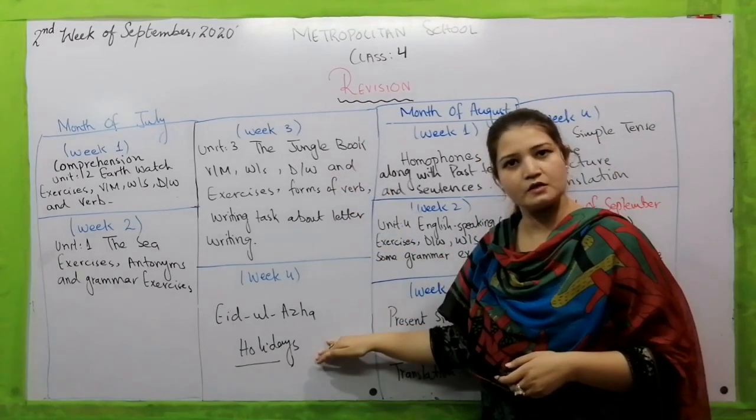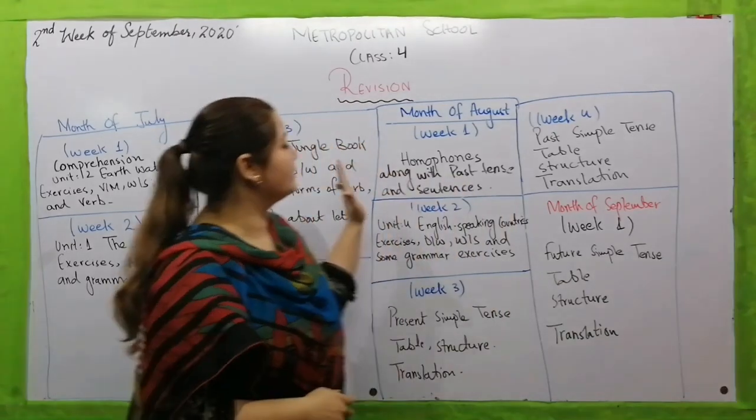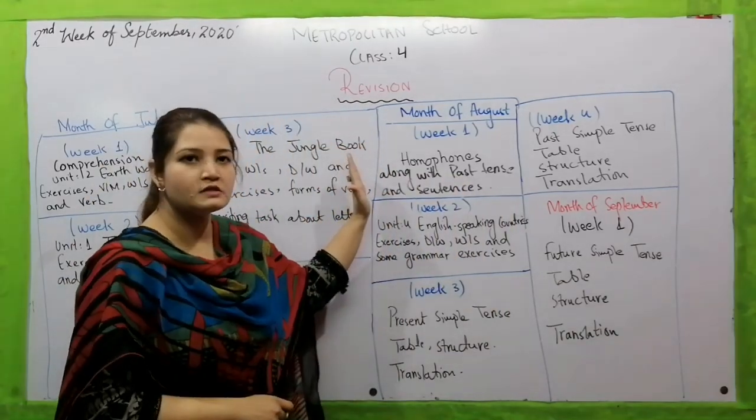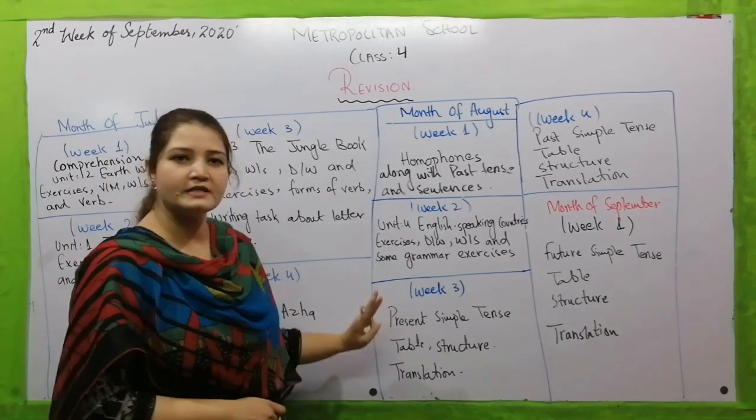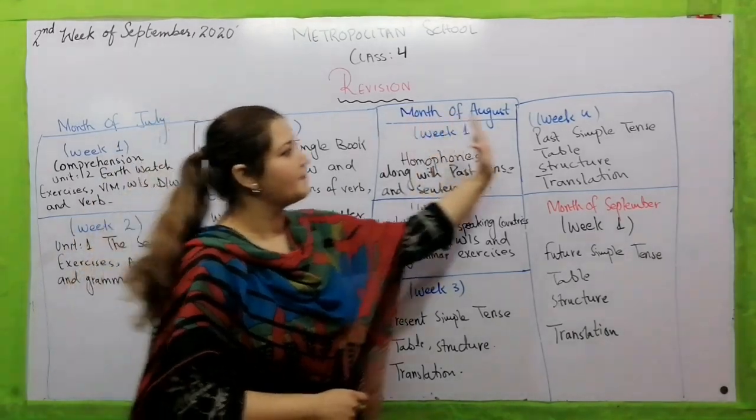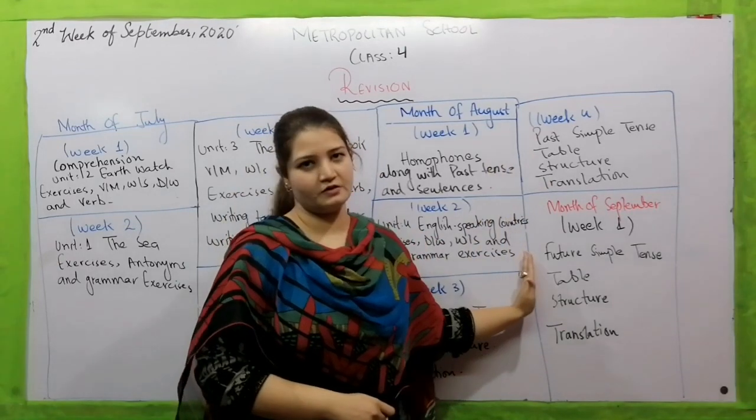Then we had holidays in week 4. Then in the month of August, we studied homophones, then one chapter, English Speaking Countries. Then we studied 3 tenses: present simple tense, past simple tense and future simple tense.